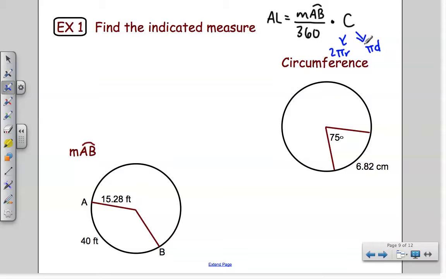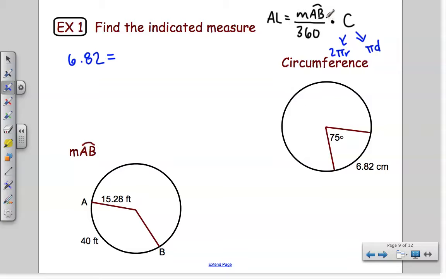But this is our arc length formula, and today it's not just finding arc length. It's maybe you have arc length and you need to find the measure of the arc, or you need to find circumference or radius or diameter. So in this first example, I want to find circumference. That's what I'm looking for. And I know right now that this arc length is 6.82 centimeters. So when I start out this formula, I know the arc length.